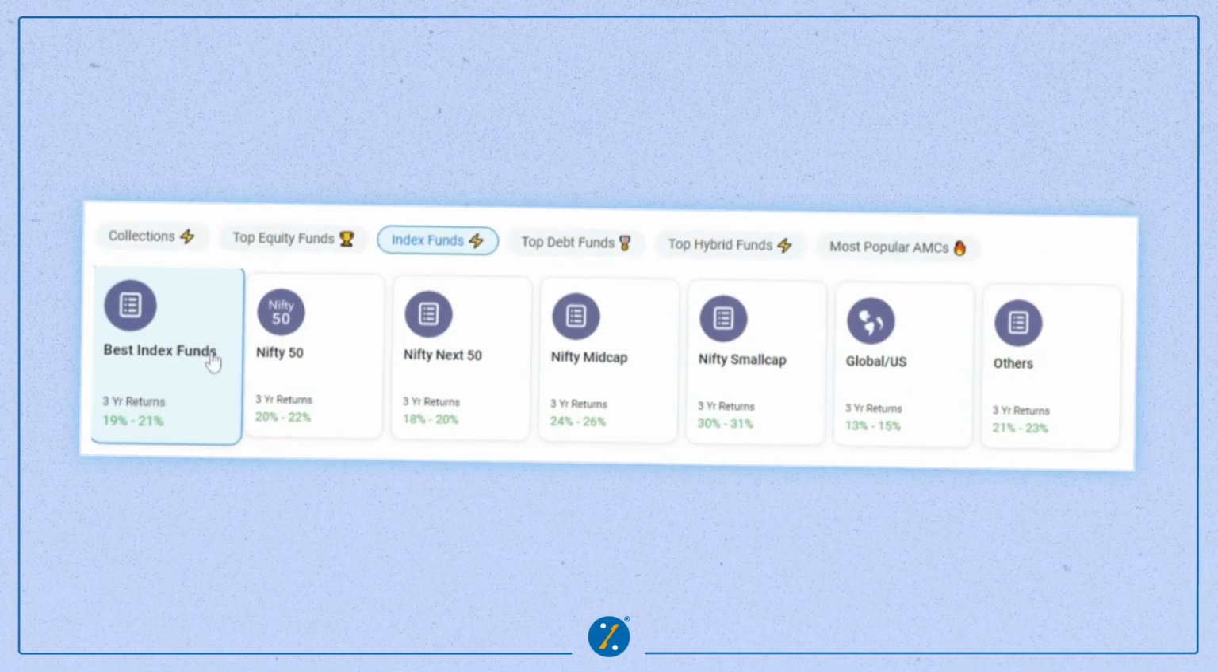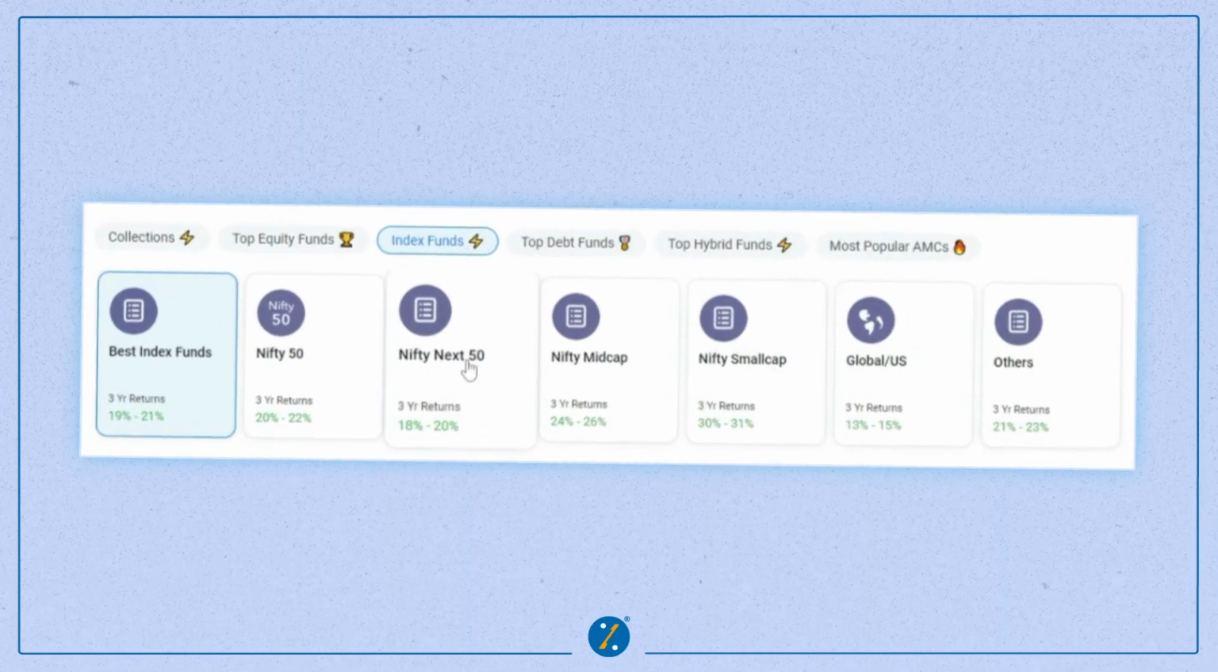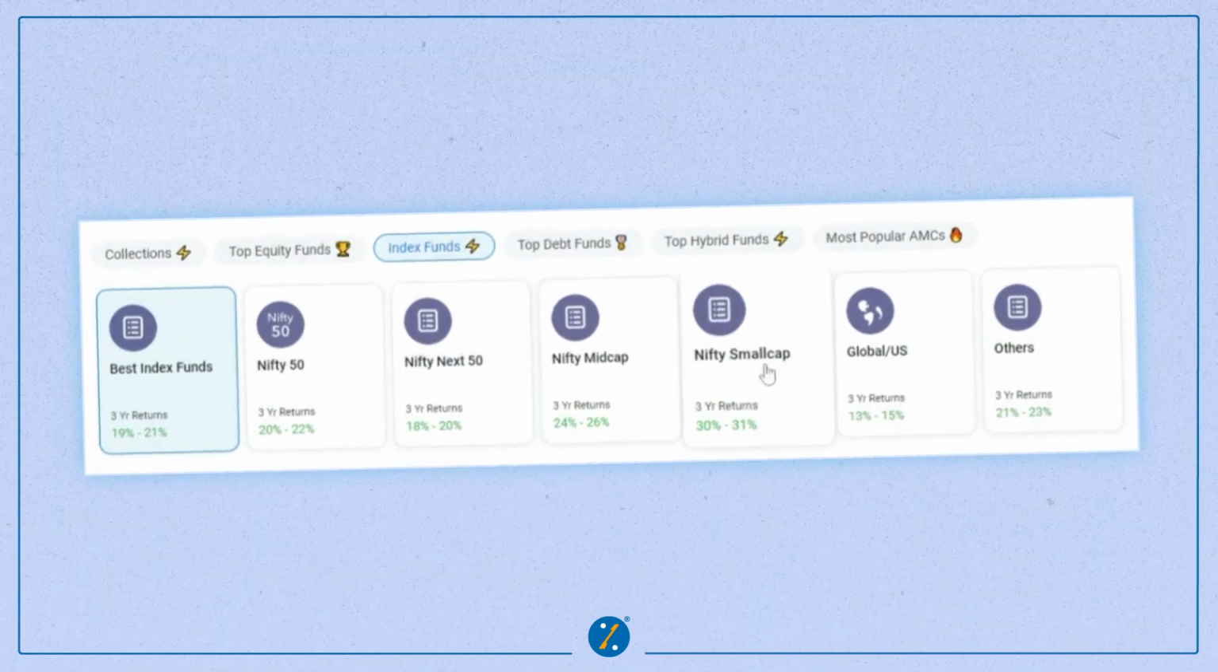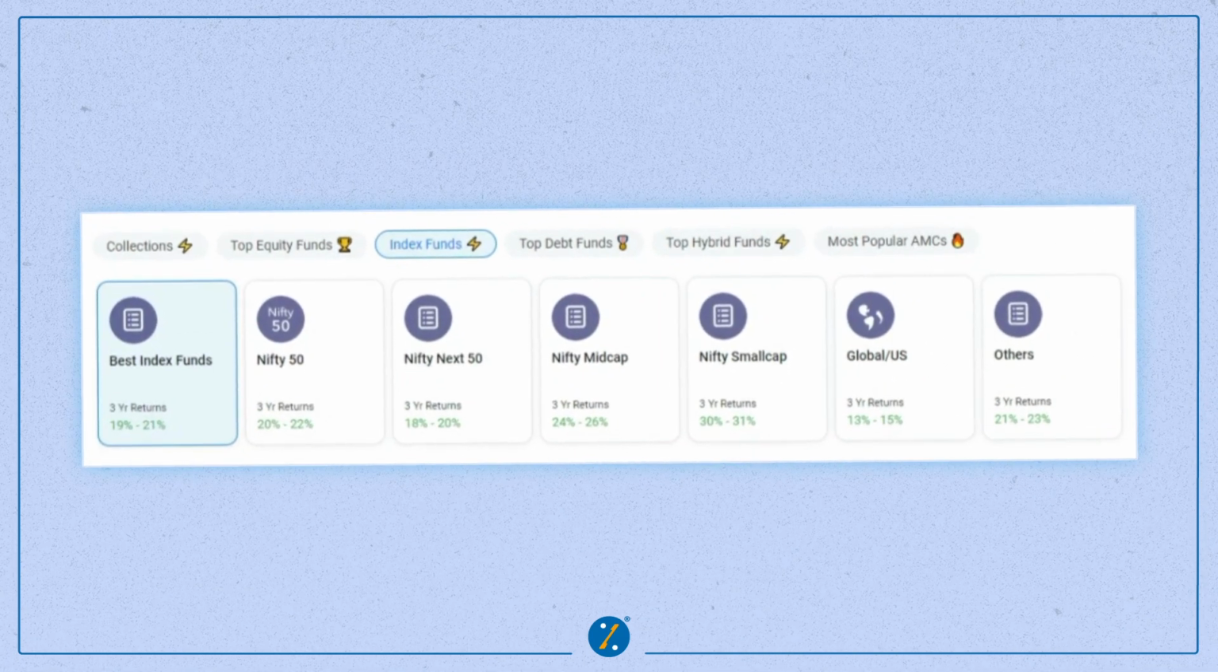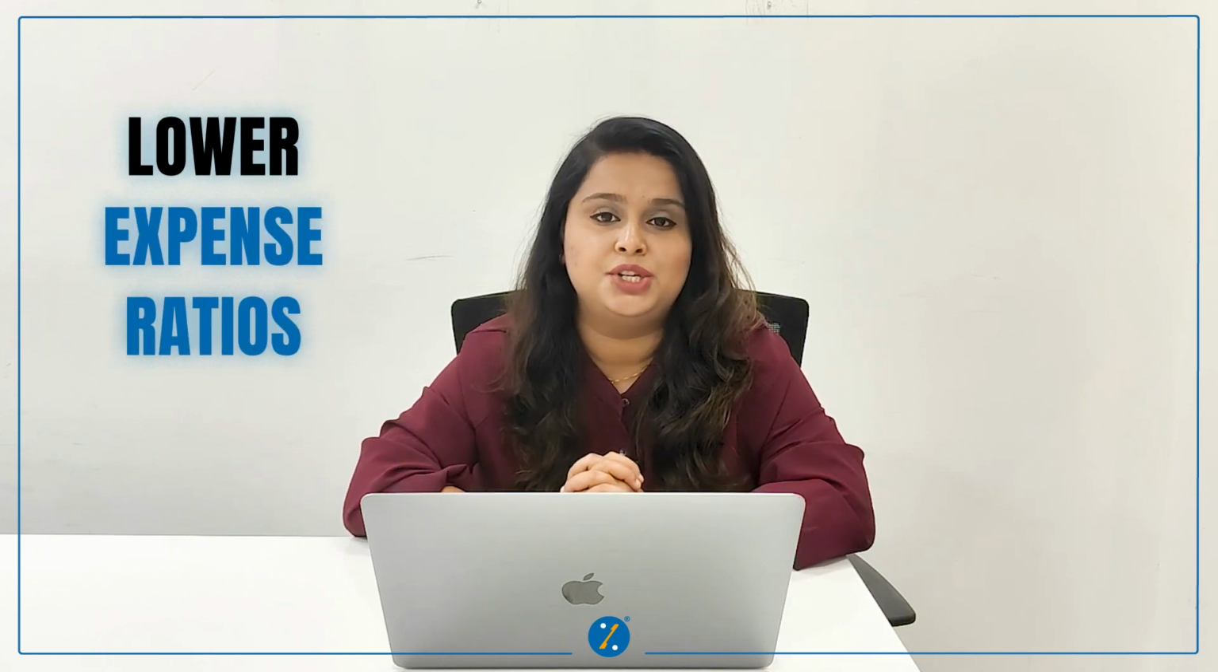Next up, we have index funds. This is a type of mutual fund that aims to replicate the performance of a specific stock market index, that is, the Nifty 50 or the Sensex. Index funds have recently gained popularity due to their simplicity and cost effectiveness. Since they mimic an index's performance, there is no requirement of active management, which thereby reduces expense ratios. For beginners, this is one of the great ways to start investing in the Indian market with minimal risk.